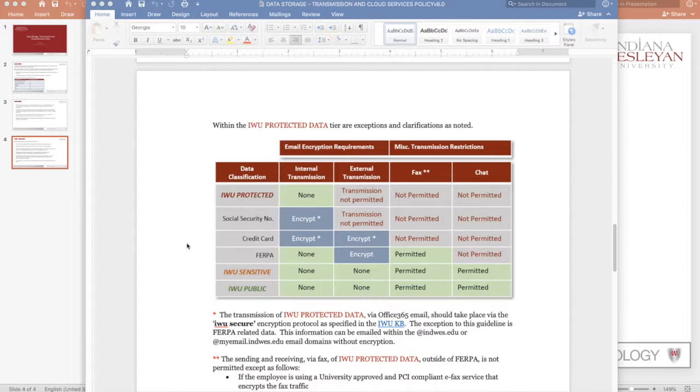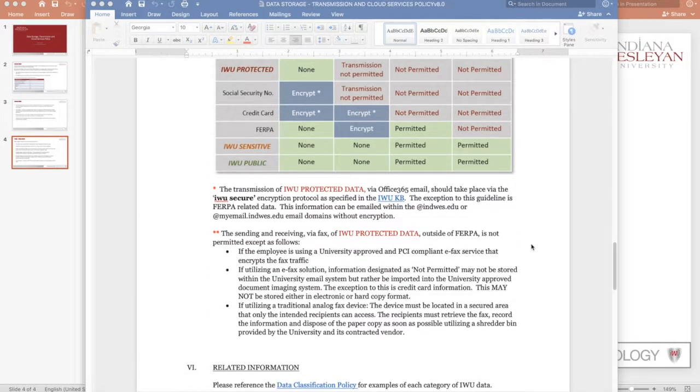If we encrypt, it actually will fall within the regulatory requirements for the payment card industry. So while I don't recommend it or would never suggest it as best practice to even email credit card information, if we absolutely need to as a university, then we really should encrypt. Under the fax area and chat area, the only permitted transmission types of data would be FERPA, sensitive, and public. Everything else basically would not be permitted.